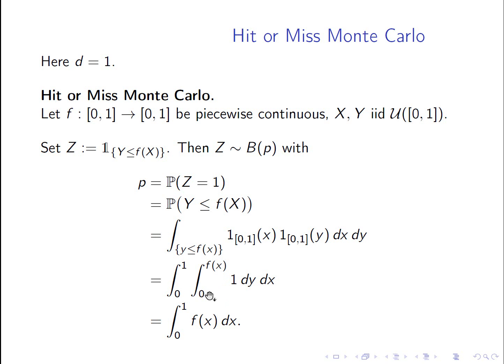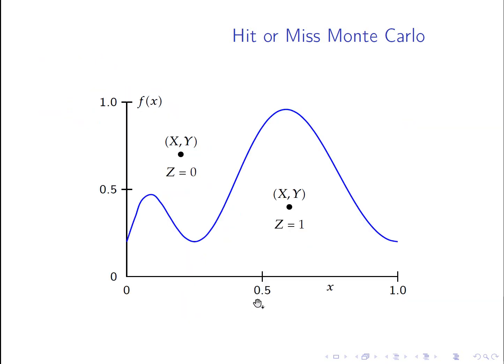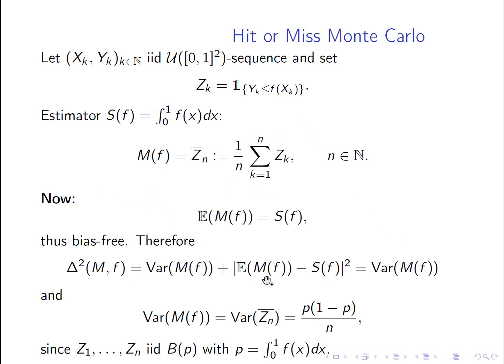So we need to integrate from 0 to f of x with respect to y, and from 0 to 1 with respect to x. But here, if we integrate from 0 to f of x with respect to y over the constant 1, we just get f of x. So to summarize, the success probability is just the value we wanted to compute, the integral from 0 to 1 of f of x dx. So that's why the hit or miss Monte Carlo method works.